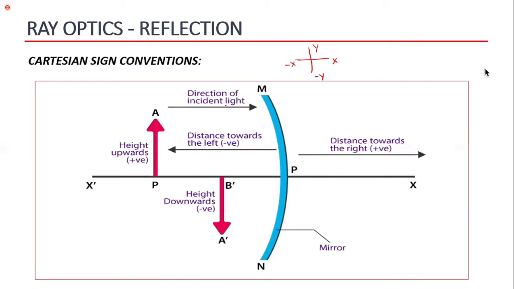Generally, Cartesian sign convention is easy to follow because it's easy, right? X minus X, Y and minus Y. You have been in mathematics for a very long time, right? So generally, we will be taking Cartesian sign convention.